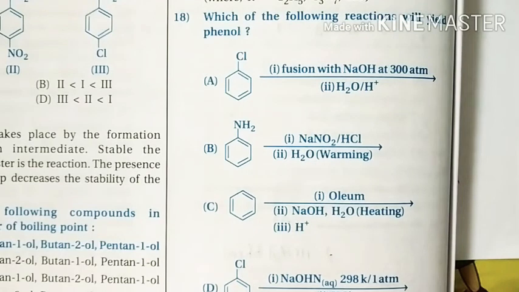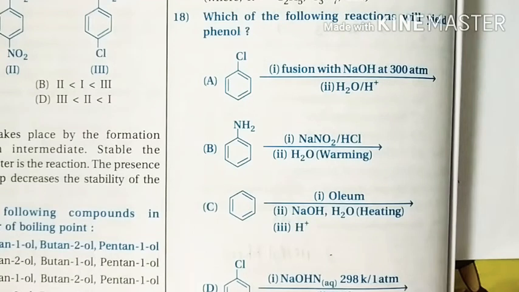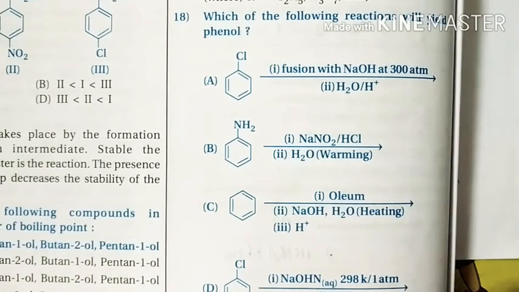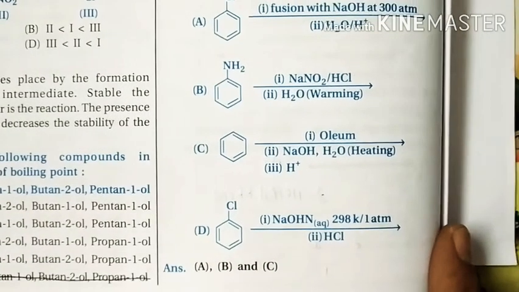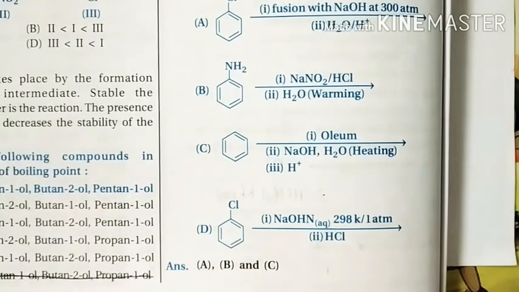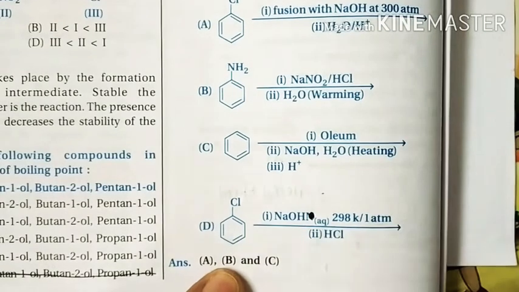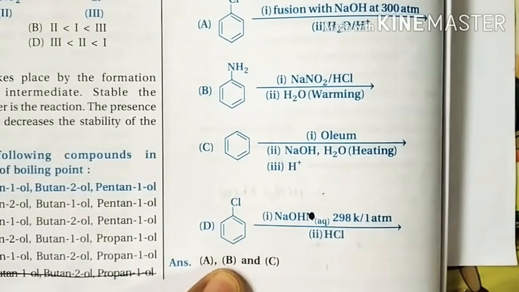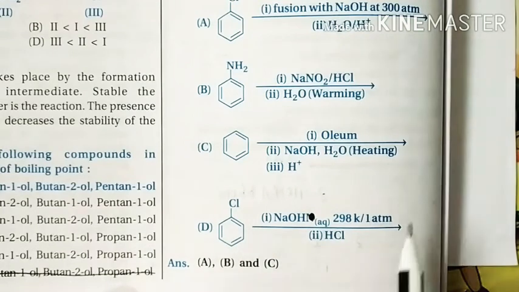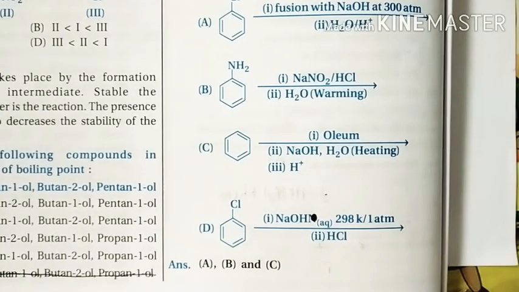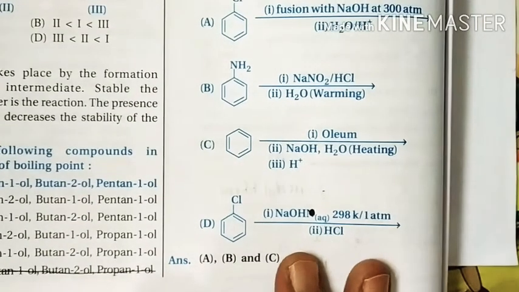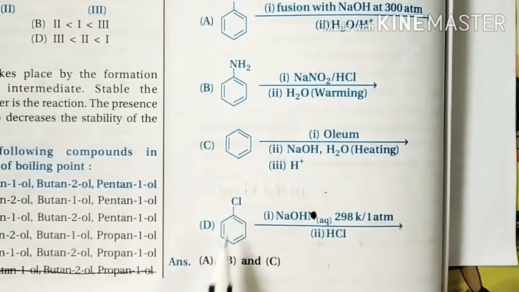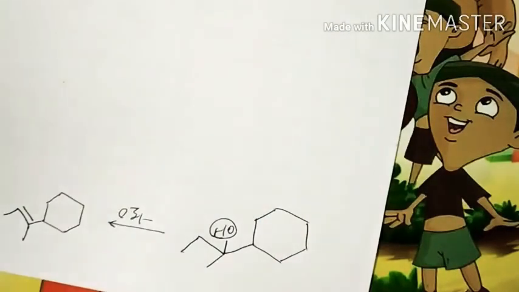Number 3 is benzene reacting with oleum. Oleum means H2S2O7, so it is a sulfonation process. The first step gives benzenesulfonic acid, and this benzenesulfonic acid reacts with NaOH and is then acidified with H+. Definitely it gives phenol. But the last one, chlorobenzene reacting with NaOH at 298 K, is not an aggressive condition. So with this reaction we cannot prepare phenol from chlorobenzene. We know that replacement of chlorine in the benzene ring is too difficult due to double bond character.